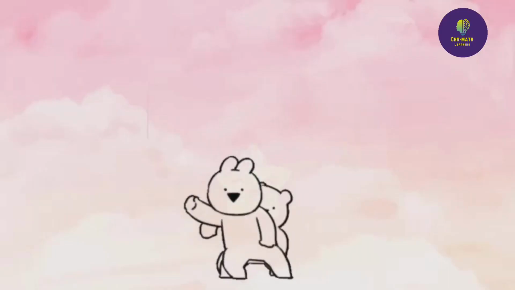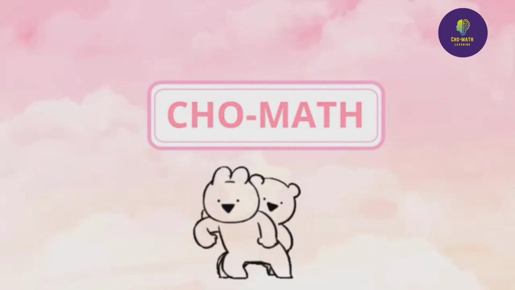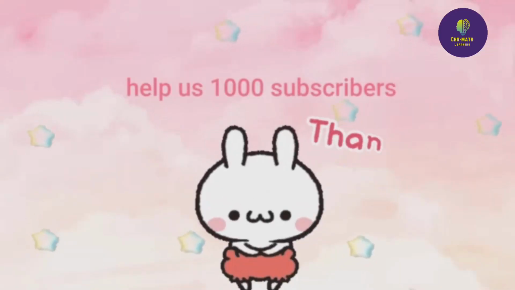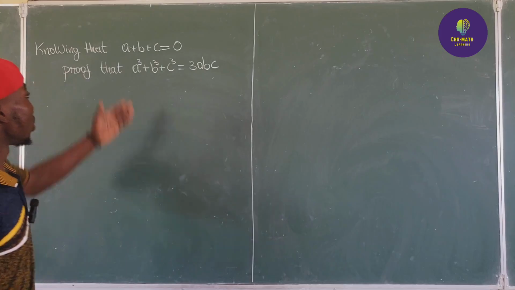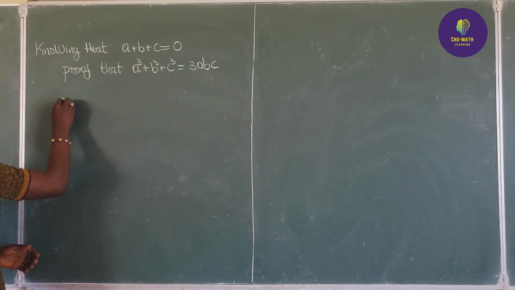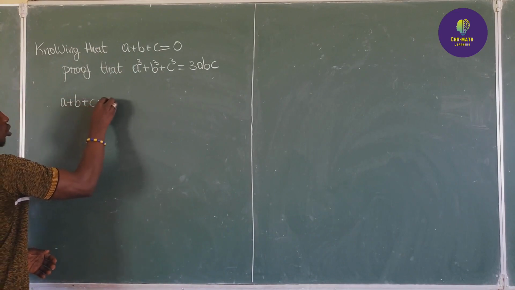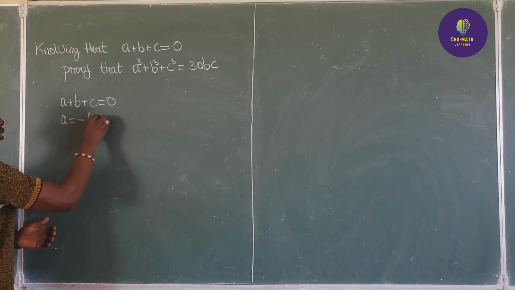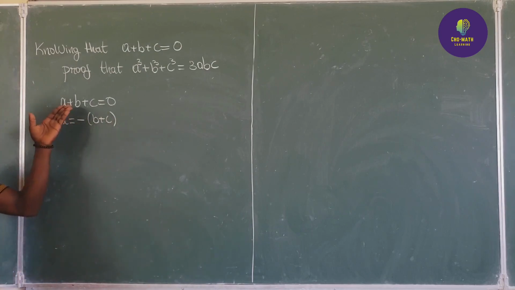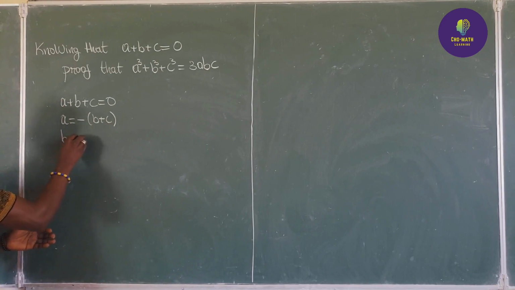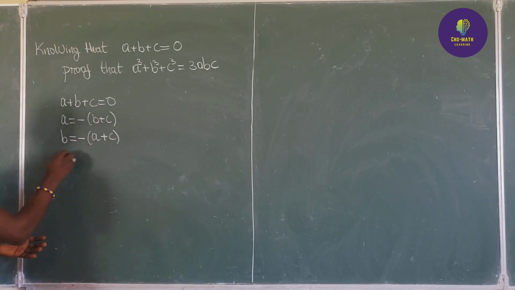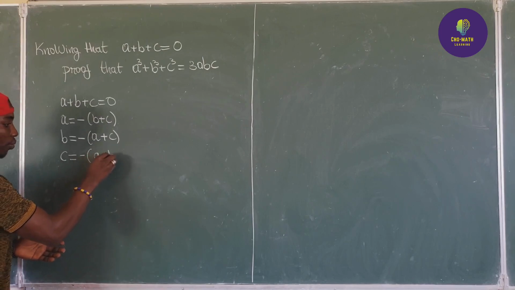Okay, here we go. Going from this, we have a plus b plus c is equal to 0. That is, a will be equal to negative (b plus c). And going from this again, b will be equal to negative (a plus c). And also, c will be equal to negative (a plus b).